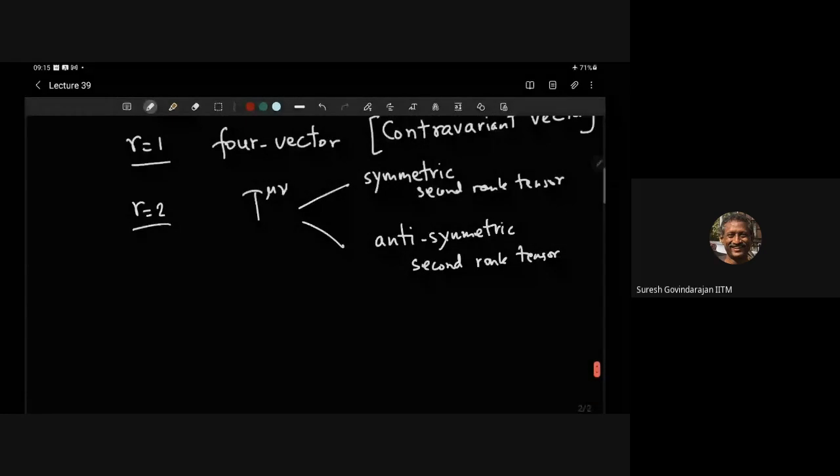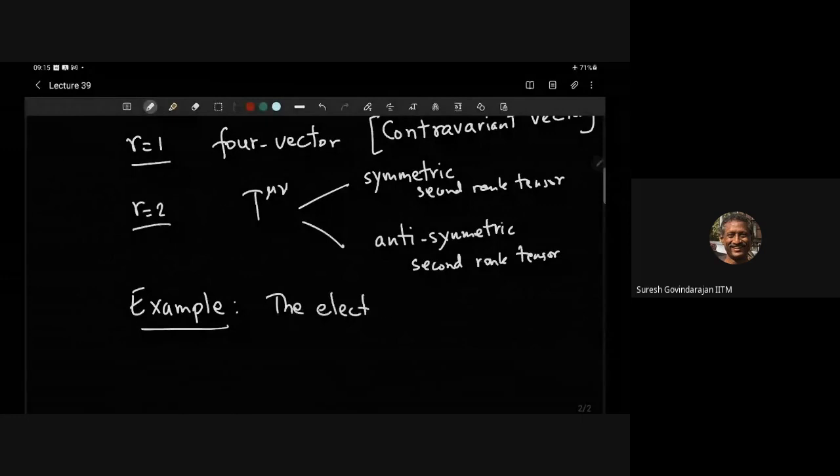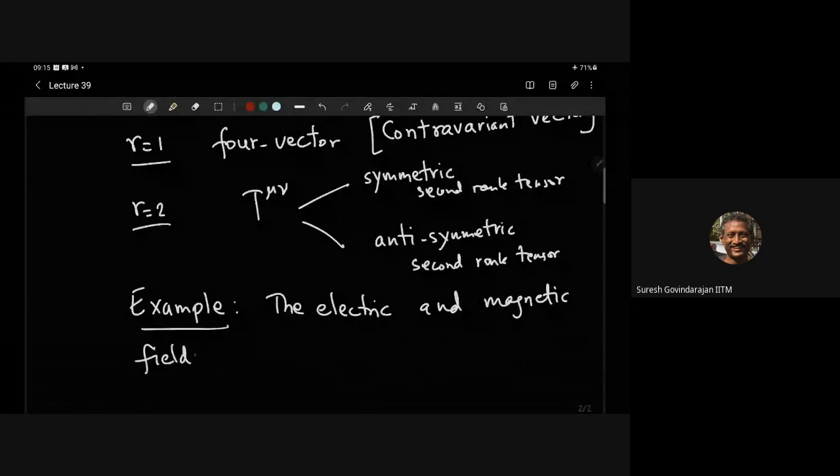Okay, I'll give an example now. It turns out a very important example of this is that electric and magnetic fields combine to form a second rank antisymmetric tensor.